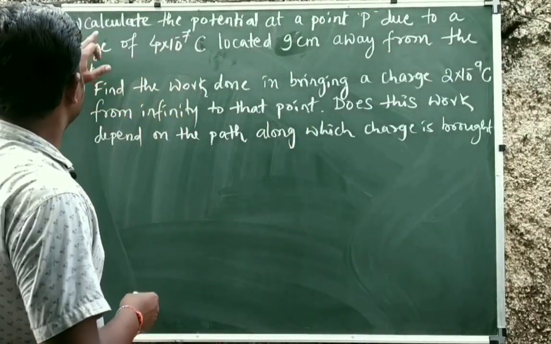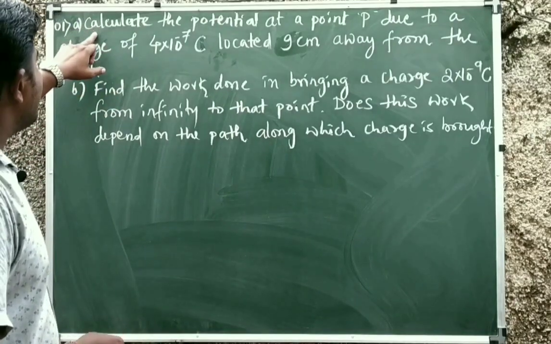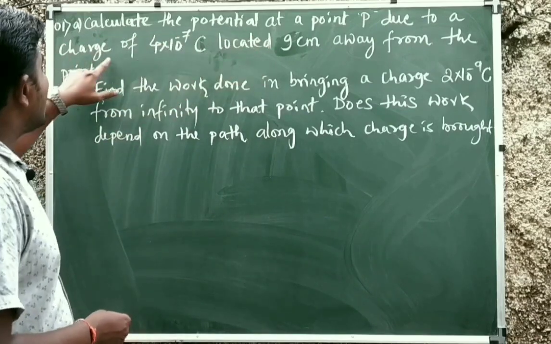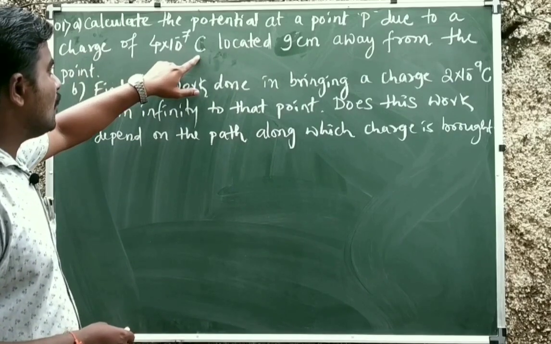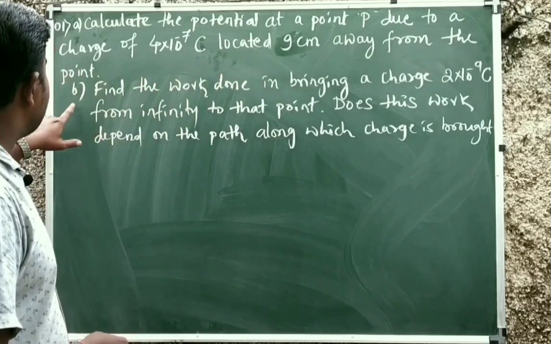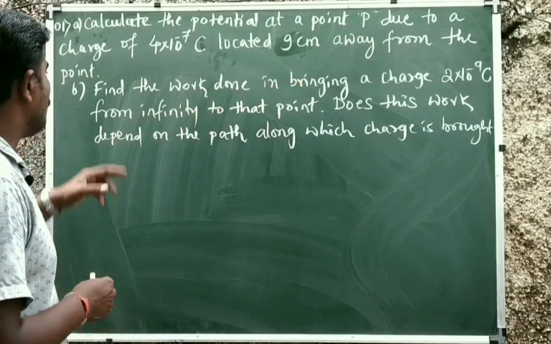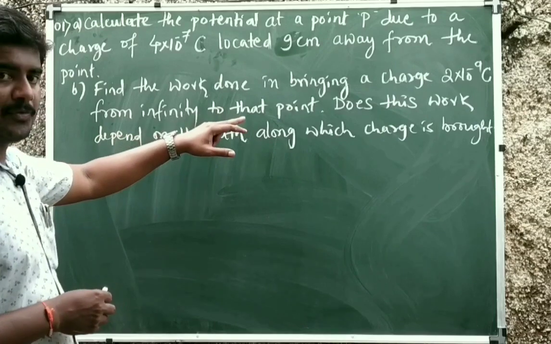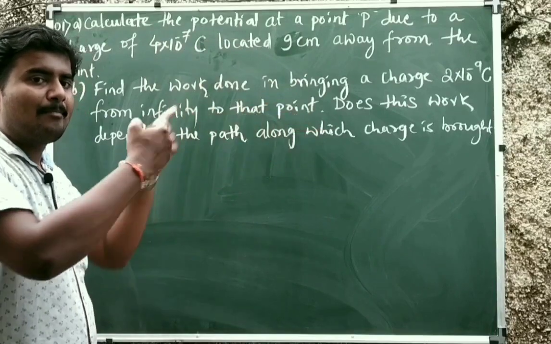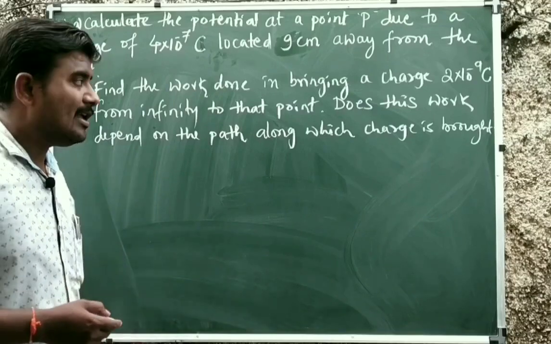Let us have a look. This numerical has two parts, part A and part B. In part A, they have asked to calculate the potential at a point P due to a charge of 4 into 10 to the power minus 7 coulomb located 9 centimeter away from the point. And part B is to find the work done in bringing a charge 2 into 10 to the power minus 9 coulomb from infinity to that point. The charge is taken from infinity and placed at that point at which we are interested to calculate electric potential.